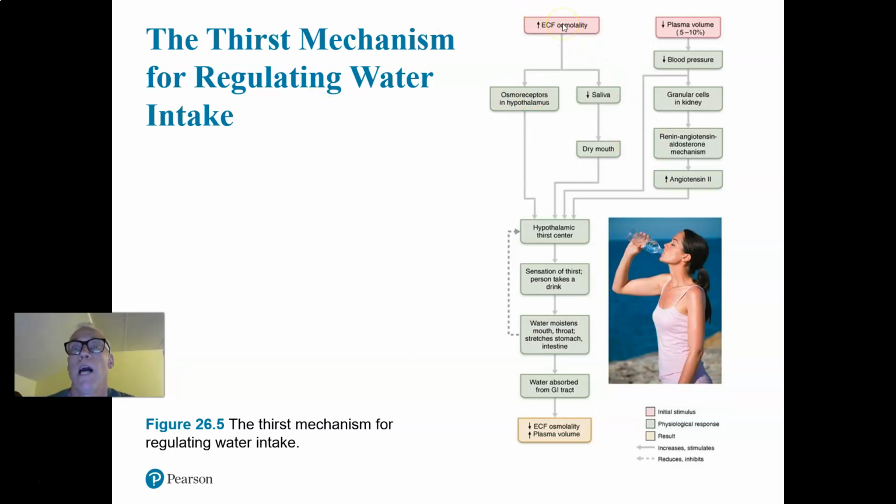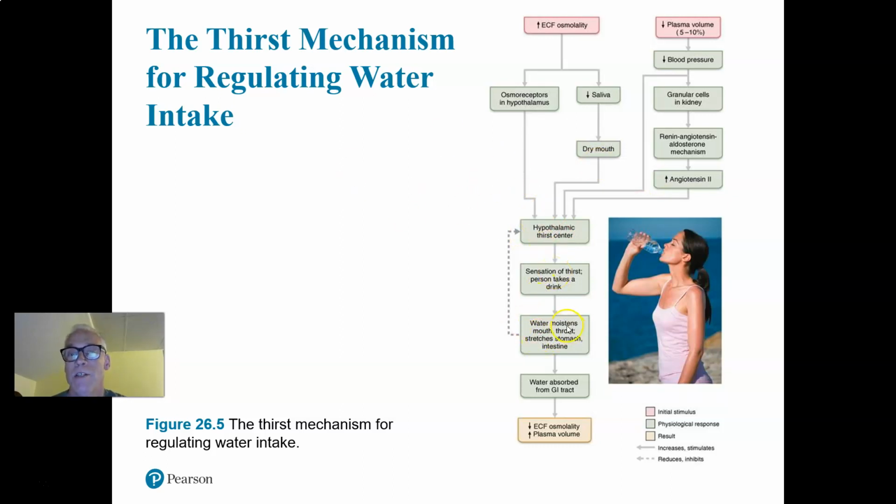So if the osmolality of the plasma goes up, the concentration of solutes in the plasma goes up, and the blood volume and blood pressure go down, those things signal to the hypothalamus to activate the thirst response. Osmoreceptors in the hypothalamus, that just means as cells in the hypothalamus shrink, they signal to activate the thirst response, and so we take in some water.